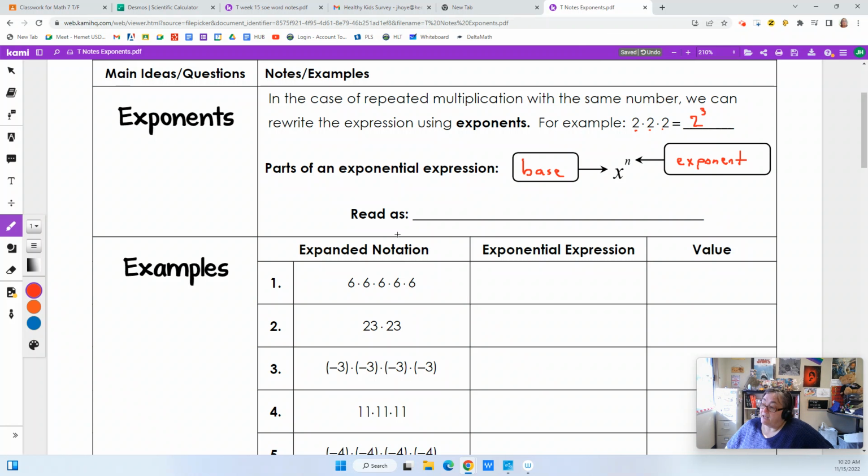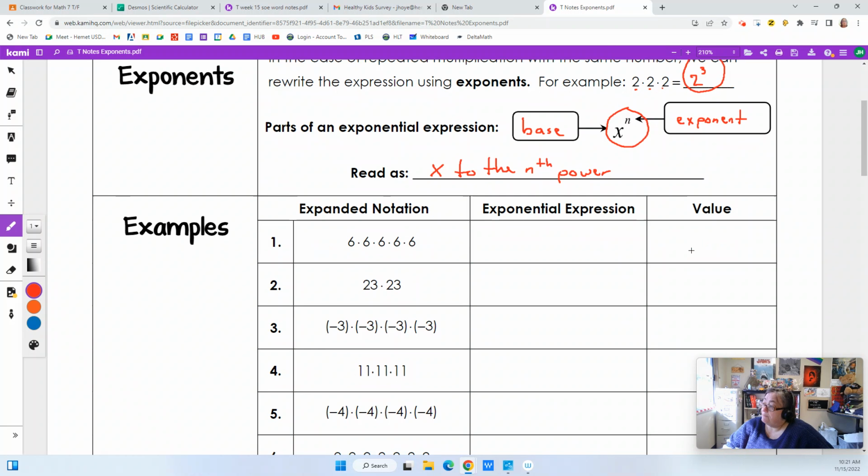And we read it as, like on this one, it would be x to the nth power, right? When we're reading it, right? If I read this right here, we would read that as x to the nth power. This we would read as 2 to the third power. Does that make some sense? You guys get that?